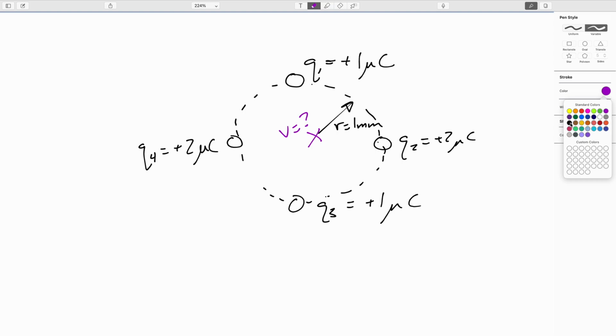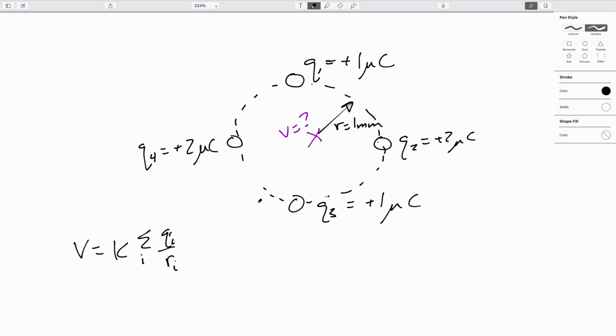So following our recipe here, we can just say that the voltage is going to be K times the sum over i, Q_i over R_i, but here all of my R's are the same. So this is K sum over i, Q_i over just R, so that means I can pull that out of the summation. So it'll be K times 1 over R times the sum of my charges.